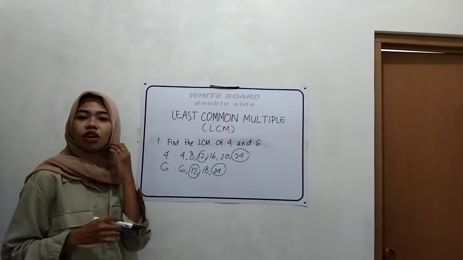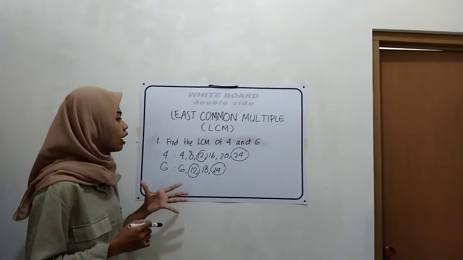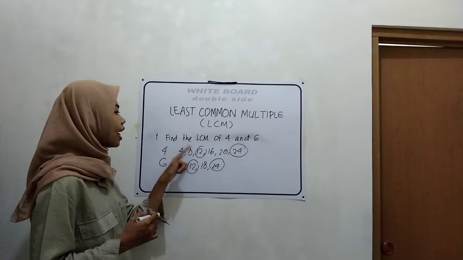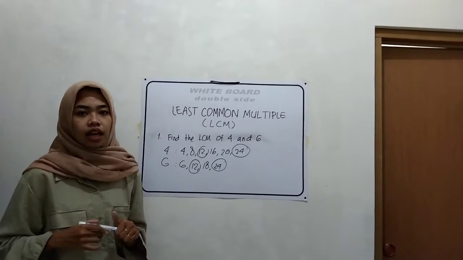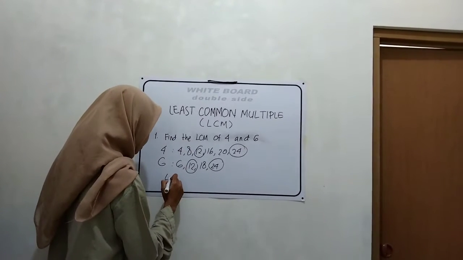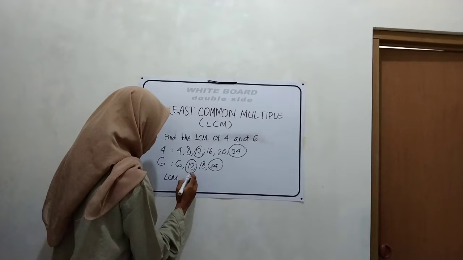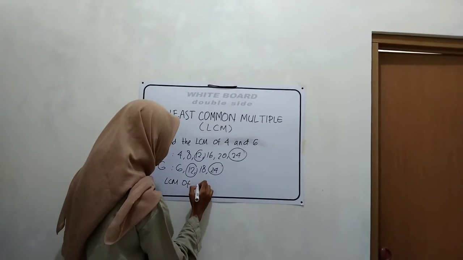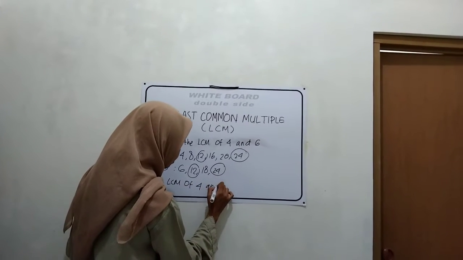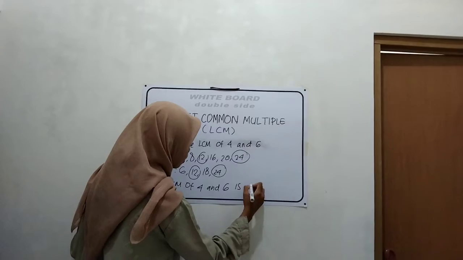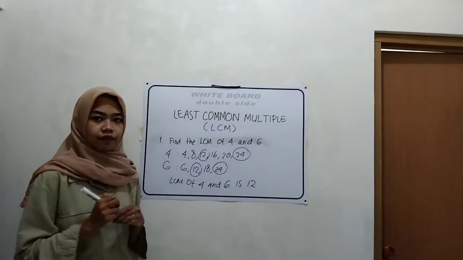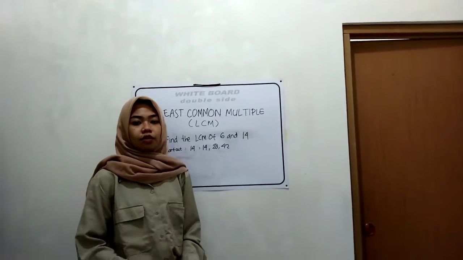In this case, we have to find the LCM, the least common multiple. So the LCM of 4 and 6 is 12. Let's look at another problem.